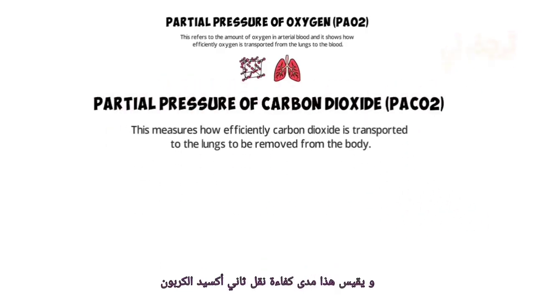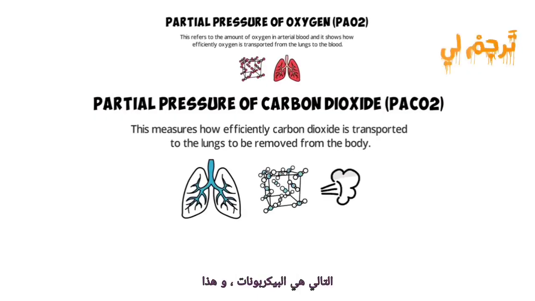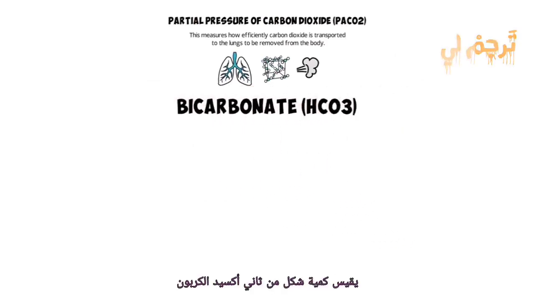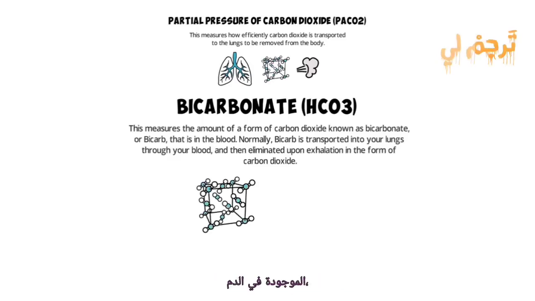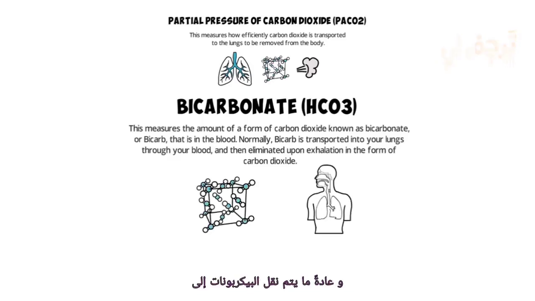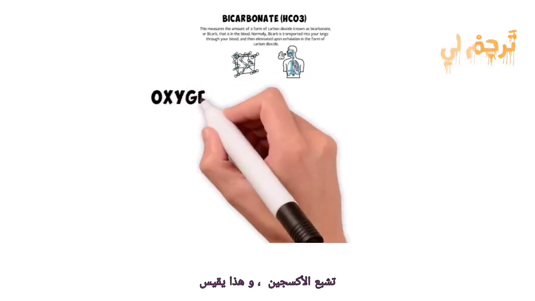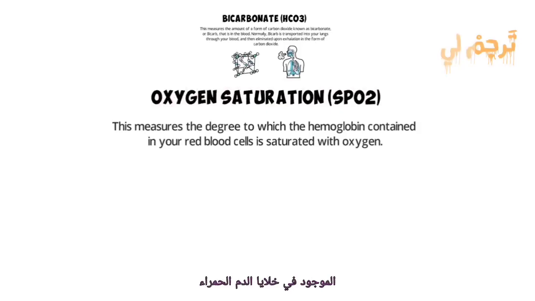This measures how efficiently carbon dioxide is transported to the lungs to be removed from the body. Next is bicarbonate, or HCO3. This measures the amount of a form of carbon dioxide known as bicarbonate, or bicarb, that is in the blood. Normally, bicarb is transported into your lungs through your blood and then is eliminated upon exhalation in the form of carbon dioxide. And finally, there is oxygen saturation, or SpO2. This measures the degree to which the hemoglobin contained in your red blood cells is saturated with oxygen.